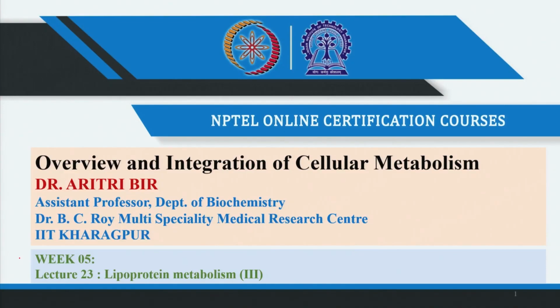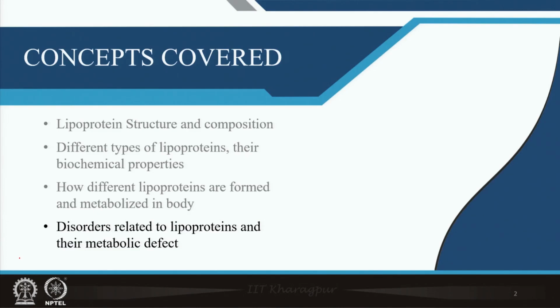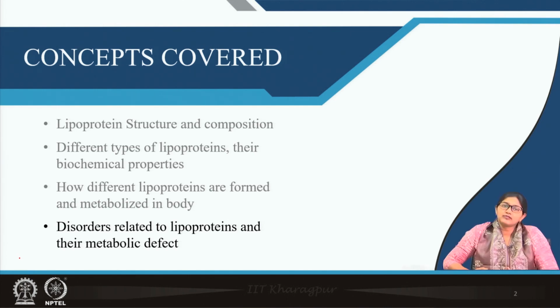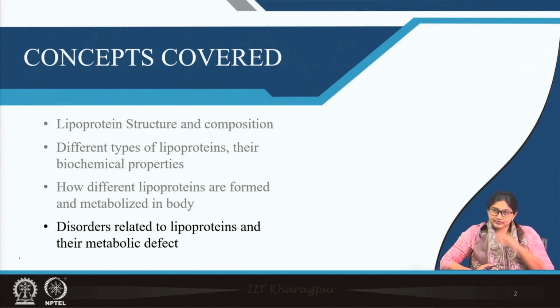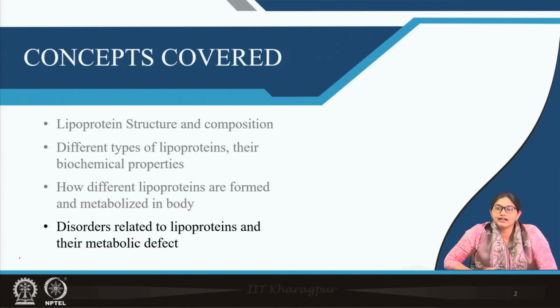So, we were discussing lipoprotein metabolism in our last two classes. This class is about lipoprotein metabolism once again. This is the last class of lipoprotein metabolism. To recapitulate the previous classes that we have discussed: the general structure and biochemical properties of different lipoproteins, then the metabolism of different lipoproteins like chylomicron, VLDL, LDL, HDL.